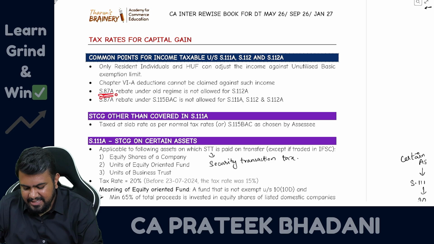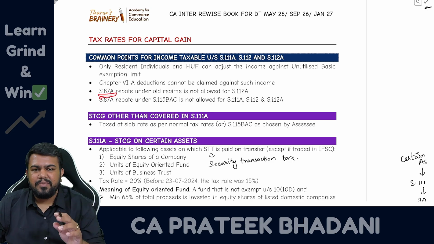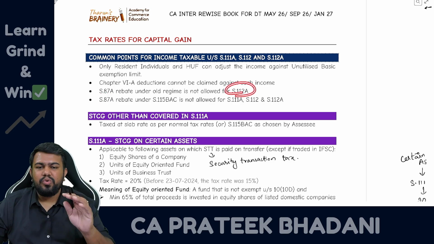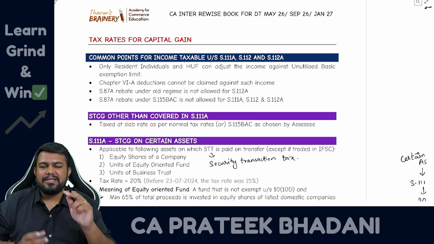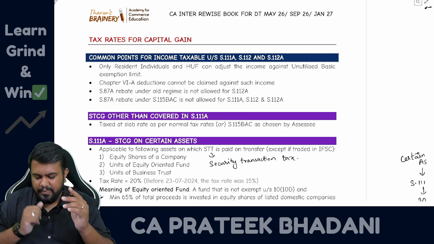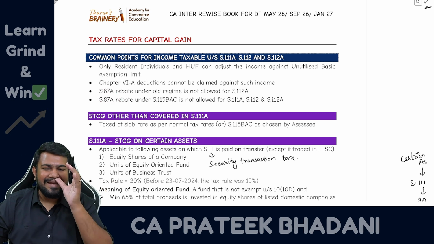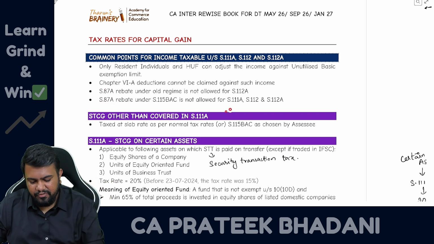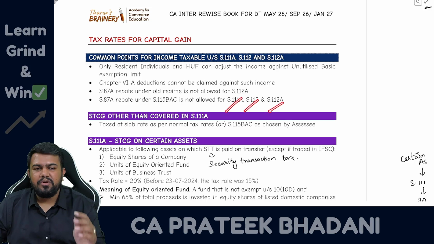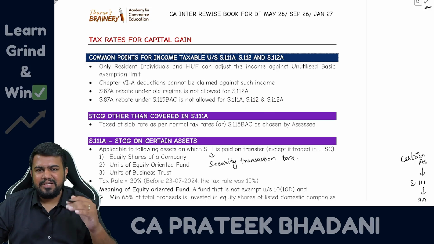Next, section 87A rebate in the old regime is not allowed against 112A income, but it will be allowed against 111A and 112 income. And lastly, in the new regime, that is the default tax regime, 87A rebate is not at all allowed against any special rate of tax. So not allowed for 111A, 112 or 112A. So these are the special points.